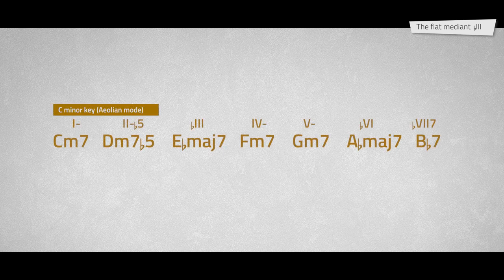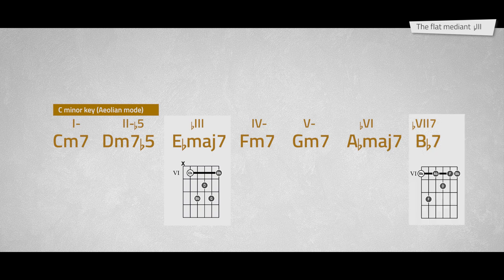So in C minor, the chords are C minor, D minor 7 flat 5, E flat major 7, F minor 7, G minor 7, A flat major 7, and B flat 7. In the C minor key, the E flat major and the E flat major 7 chord are the flat 3rd degree. The B flat chord is the flat 7th degree.